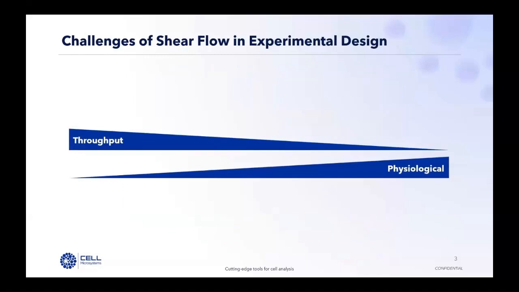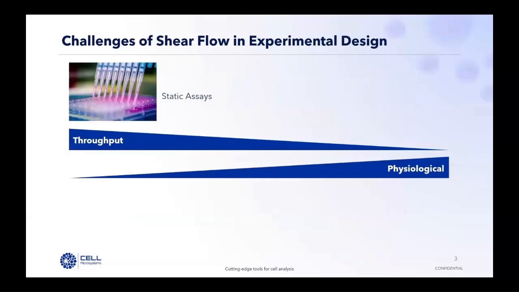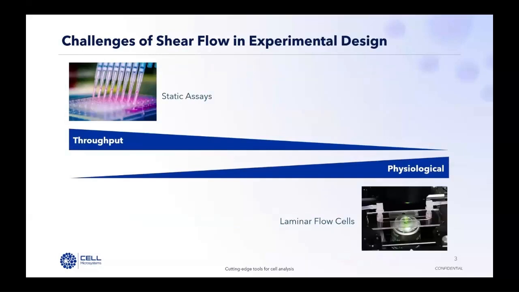But applying shear flow can be tricky because there is often a trade-off between designing reliable and reproducible physiological experiments where the user has full control of shear flow delivery and throughput. Static assays, for example, are high throughput but fall short on physiological relevance. On the flip side, laminar flow cells and DIY systems can mimic real conditions but can't scale easily and face serious limitations when it comes to shear flow control and the generation of reliable and reproducible results.